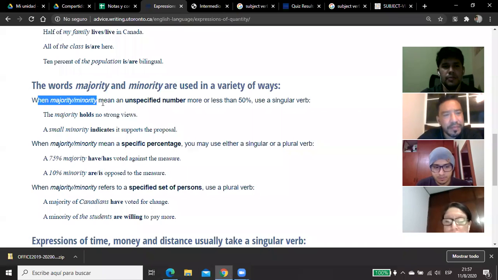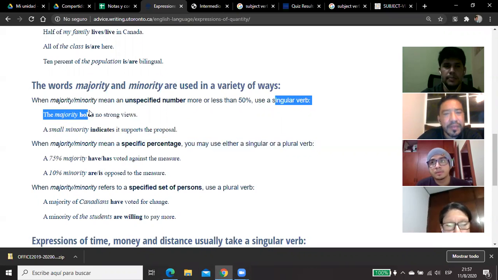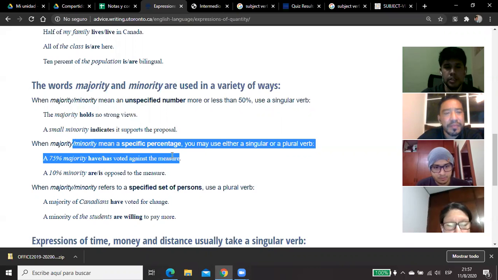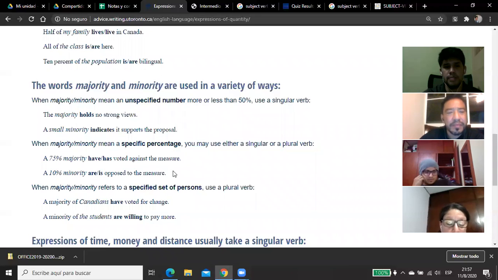So here we have it. When majority or minority mean an unspecified number, more or less than 50, you use singular, right? The majority or minority. But when majority means a specific percentage, you may use either plural or singular verb. So a majority have or has voted against the measure. 10% minority is opposed to the measure.